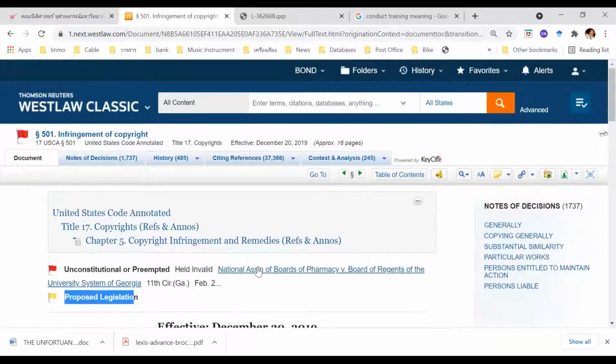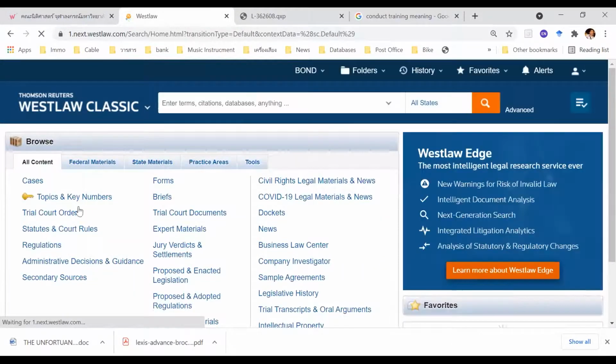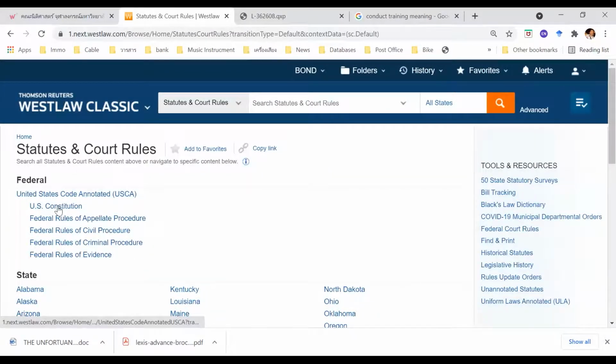And then when you're looking for a specific topic, you just use this. Back again, start from statutes, federal statutes, this one, constitution, and this one, code.